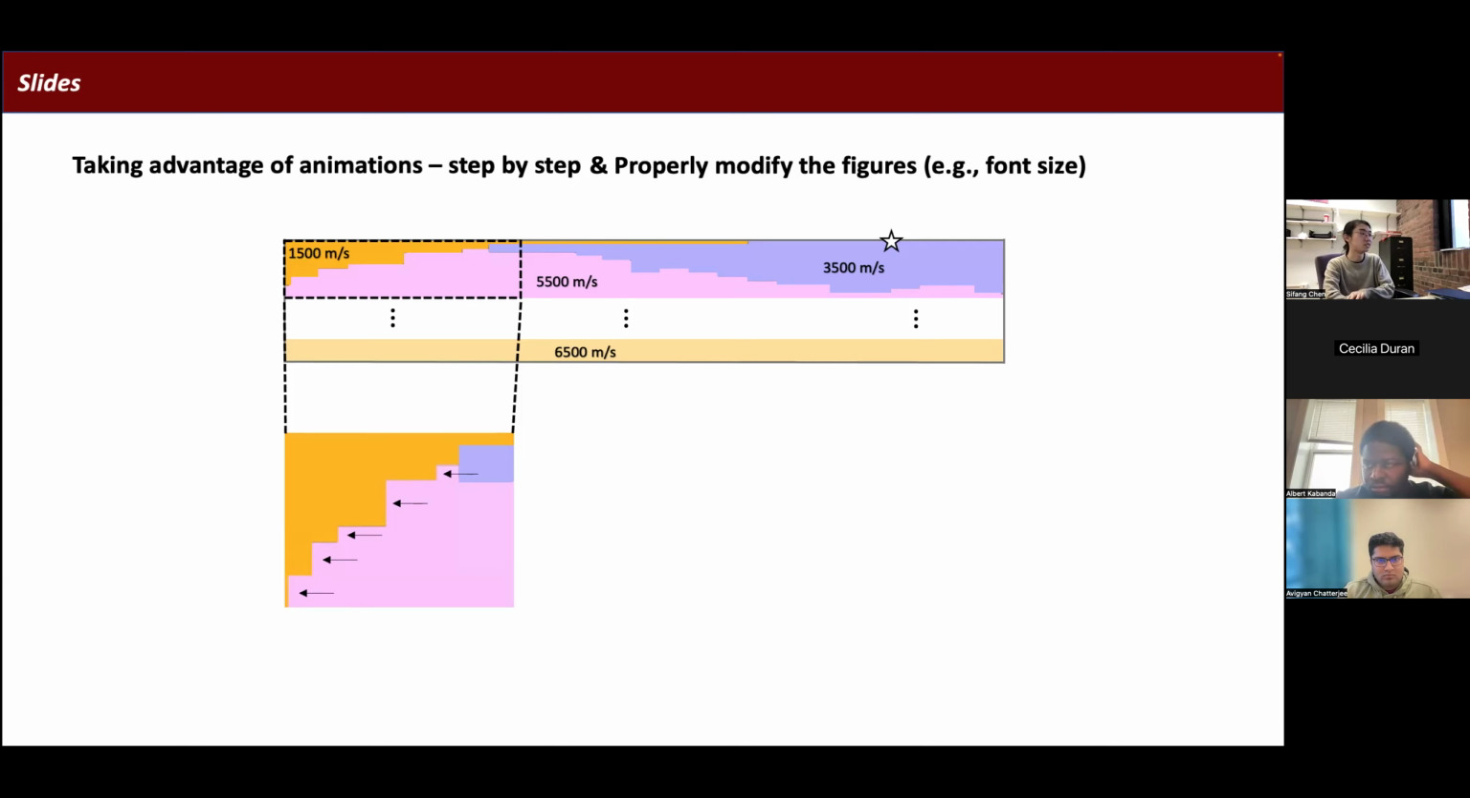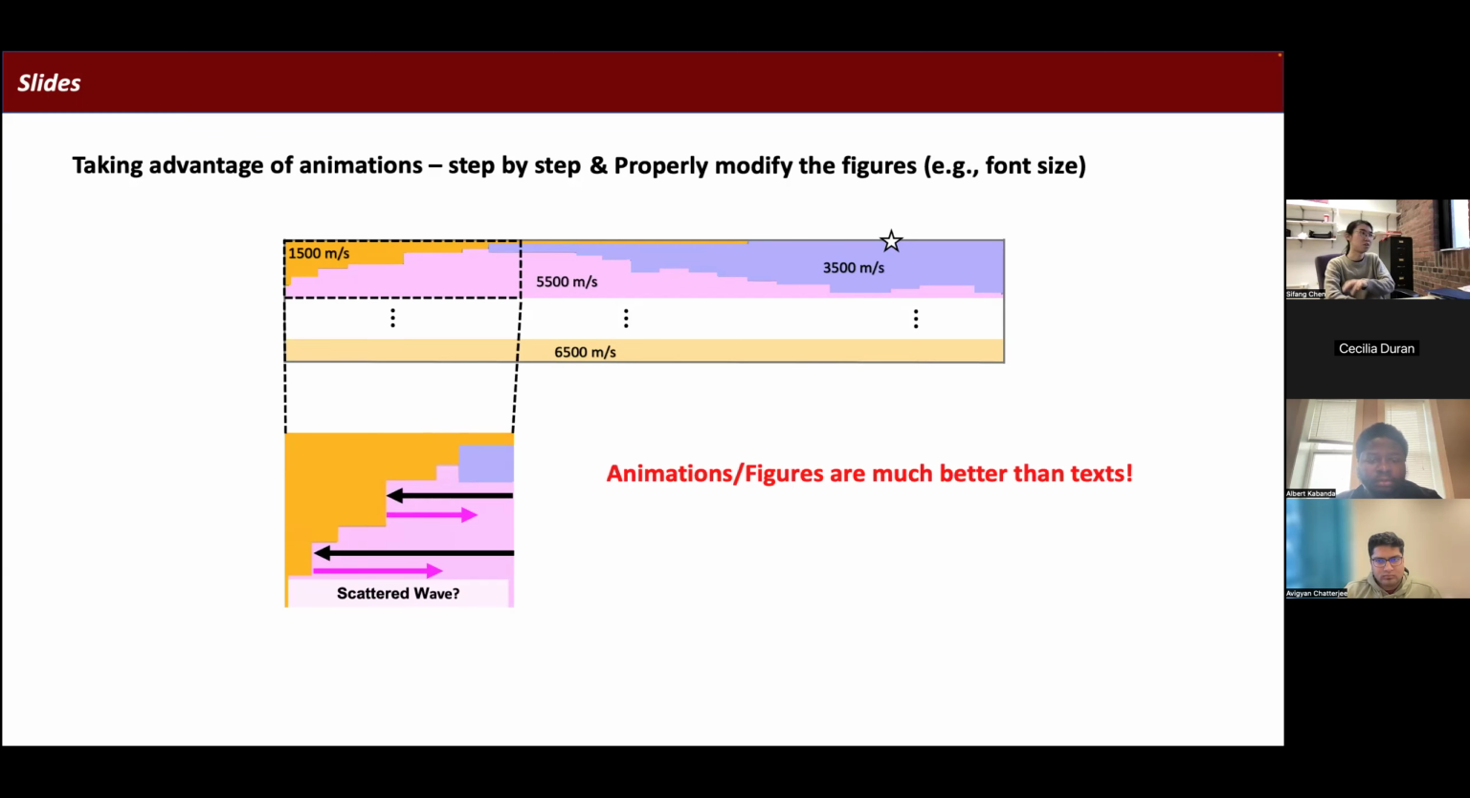And I will tell them that I want to pay attention to these signals that are potentially reflected back from such complicated basin interface structures. So by doing these step-by-step animations, it's easier for your audience to understand what you are talking about, and it's much easier for them to digest all the data sets or plots here. So this is the point I want to make here.